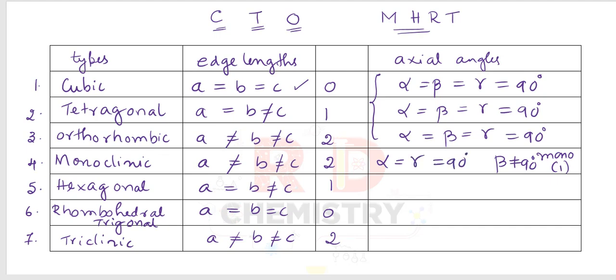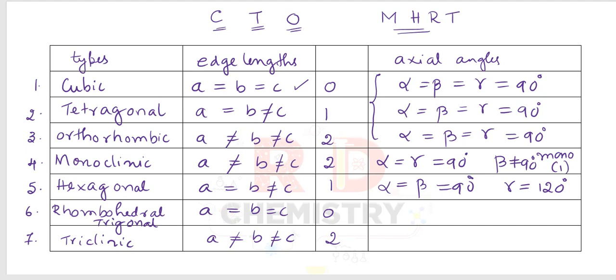Got it? Next one, hexagonal. 2 of them are equal to 90 degrees. Remember alpha is equal to beta is equal to 90 degrees. Okay, remember gamma for hexagonal is equal to 120 degrees. Hexagonal, remember 120 gamma.